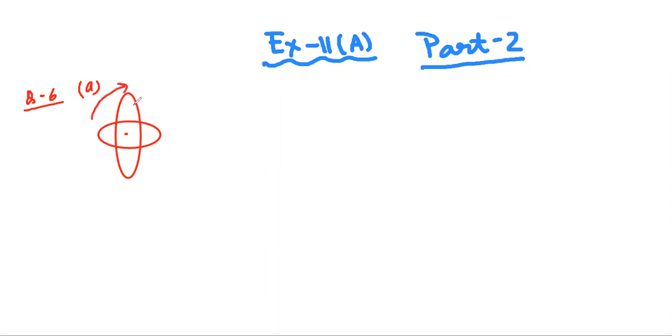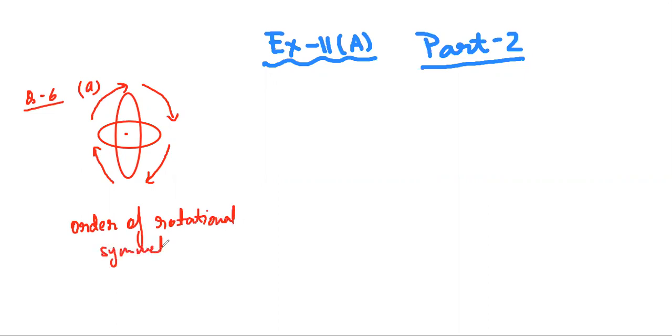So if we rotate it like this, this is the second, this is the third, and this is the fourth. So we can rotate it 4 times. So it has order of rotational symmetry 4. Order of rotational symmetry is equal to 4.